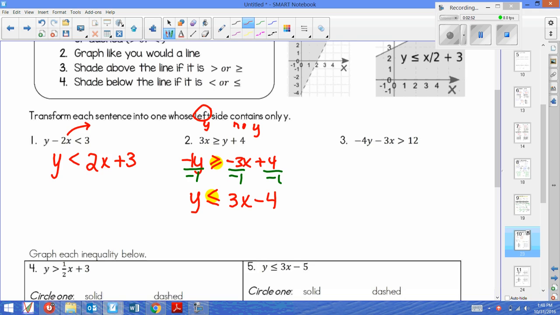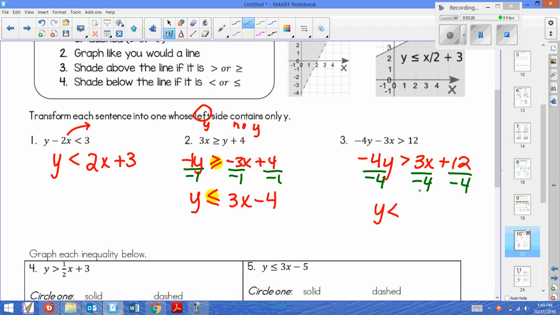Okay, moving on to question 3. I'm going to leave the y's on the left side and the no y's on the right. So the negative 4y is in the right place, is greater than, well, the 3x has got to go. Since it's negative over here, positive over there, and the plus 12 just stays the same. Looks like we need to divide everything by a negative 4 this time, and you got it. That inequality sign needs to change direction again because we divided by a negative.